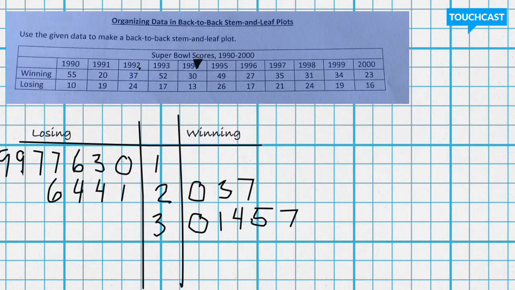Let's see if we had any scores that were in the 40s. In fact, I see only one, a winning score in 1995, that was 49. So we'll write a 4 in our stem and a 9 in our leaf. Let's see how many scores might have happened in the 50s. In fact, I see 2, a 55 in 1990 and a 52 in 1993, which were both winning scores. So we'll write a 5 in our stem, and then a 2 for 52, and a 5 for 55. And that is our back-to-back stem and leaf plot.